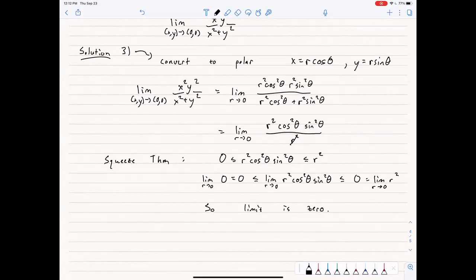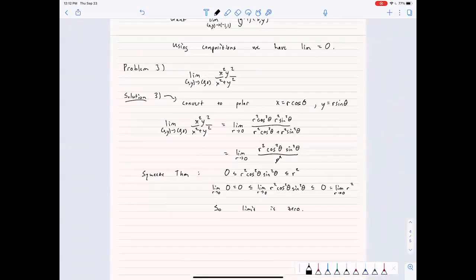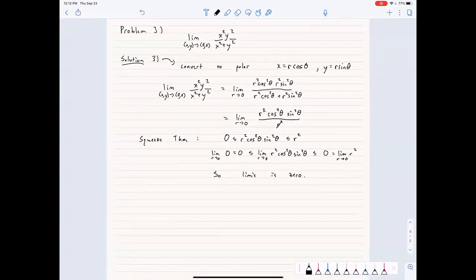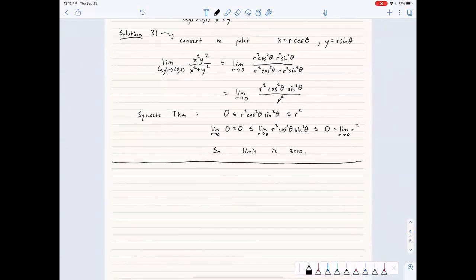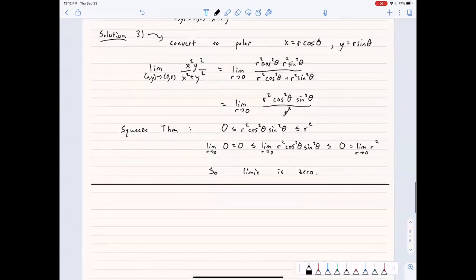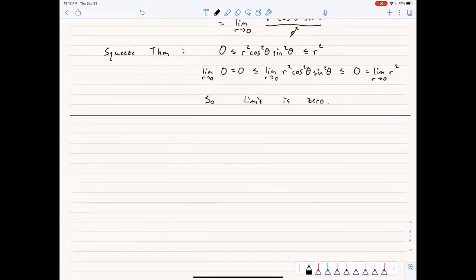So this is one technique that we use in many variables as well. Now that I've talked to you a little bit about how you can find limits, what about when the limit doesn't exist? For that, I want to recall, or ask you, what goes wrong in one variable functions when the limit doesn't exist?